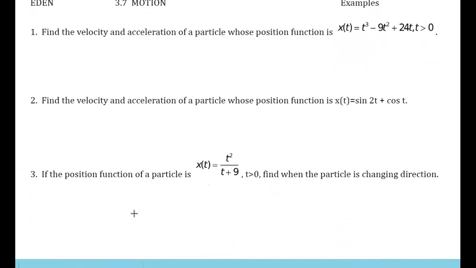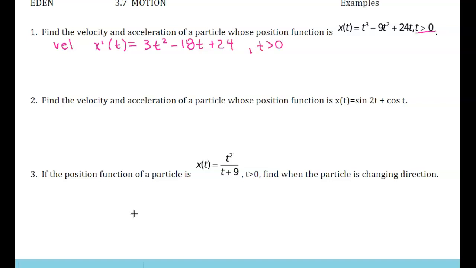Okay, so for number 1, it just says find the velocity and acceleration of the particle, and they give us the position. So velocity, I'm just going to label it, is going to be x prime. You can change the letters if you want. And these are nice. This is a domain restriction. So if it's original domain restriction, this should make sense because time should be positive. So we get 3t squared minus 18t plus 24. And same thing, t is greater than 0.